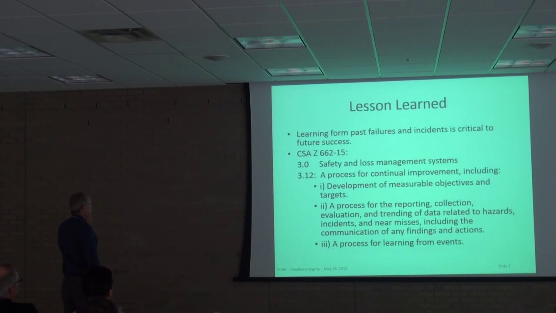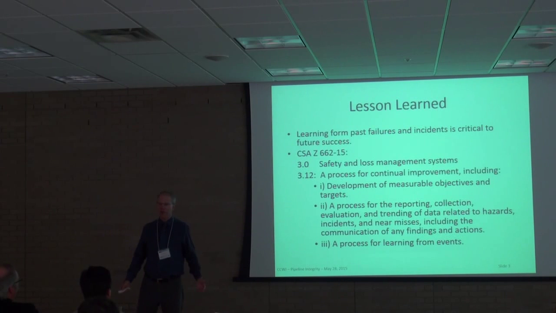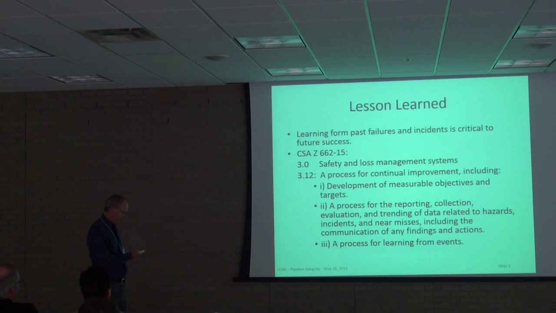A couple of things on lessons learned. It's important, and you'll start seeing this reflected in the codes and standards. There's a new edition of CSA Z662 coming out in July 2013. And one of the things in their safety and loss management system, section 3, is the importance of a process for continual improvement, a big part of which is a process for learning from events. It's interesting that your CSA design code is really talking about lessons learned.